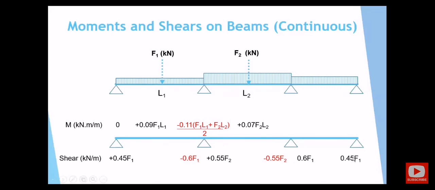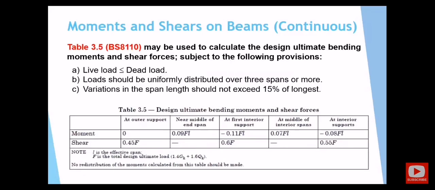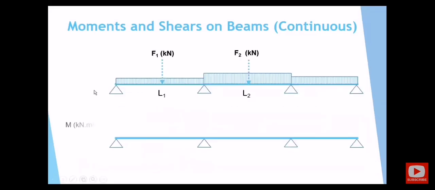If you have an end span like this one, again you will use the same values that you used at the first span, because the first span from the left or the first span from the right are the same. This 0.45 F, 0.6 F, assuming that this F1 is similar to the F1 that we have here. Okay, so this is showing how to apply Table 3.5 in the British Standard to find the bending moment and shear forces in continuous beams satisfying the given conditions.